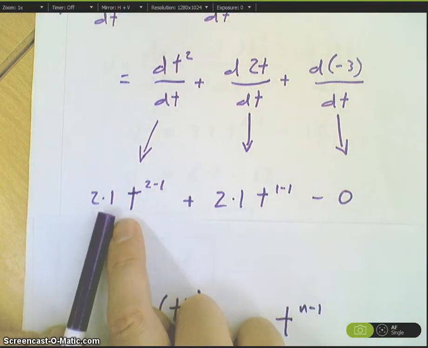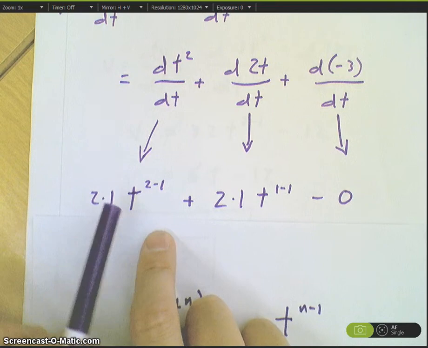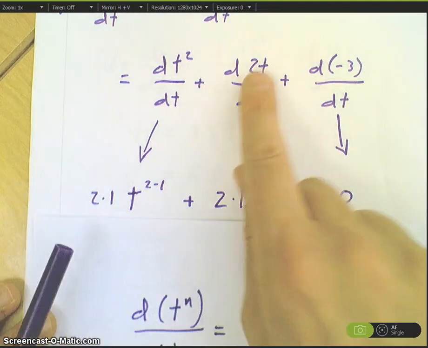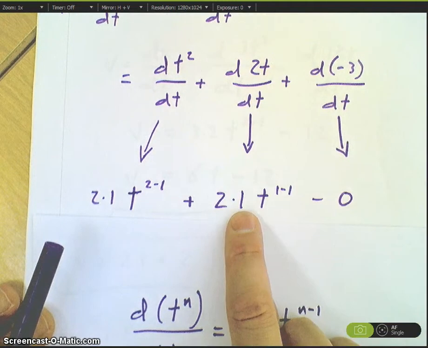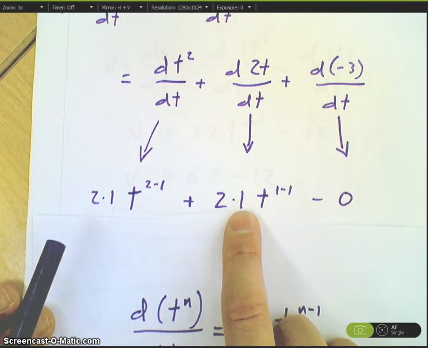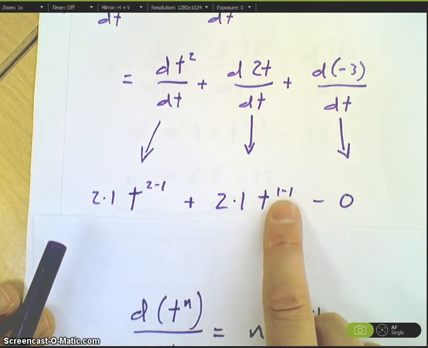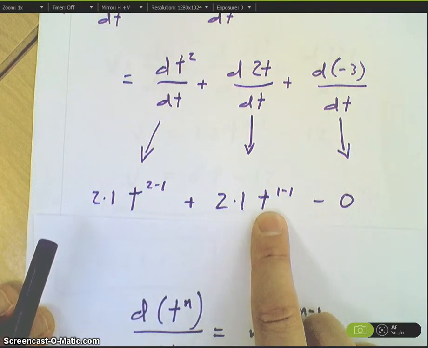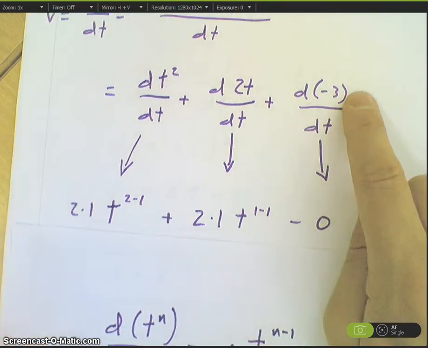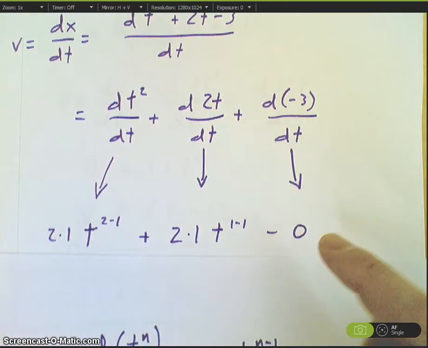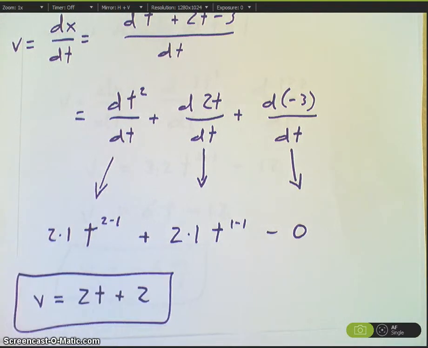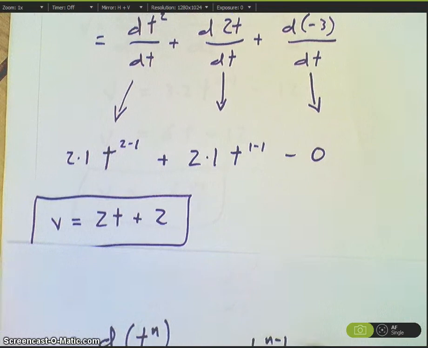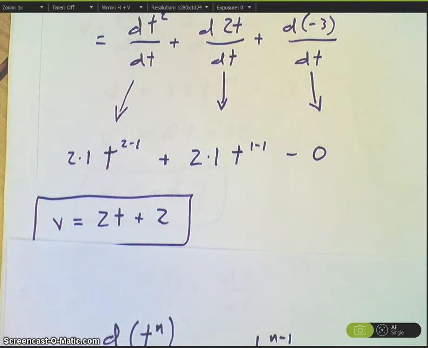2 times t to the 2 minus 1. For this one, the value of n here is 1, so we're bringing the 1 out, multiplying it, and then subtracting 1 from that. And it turns out if you are differentiating a constant, it's just 0. So this simplifies to that. So the velocity is equal to 2t plus 2.